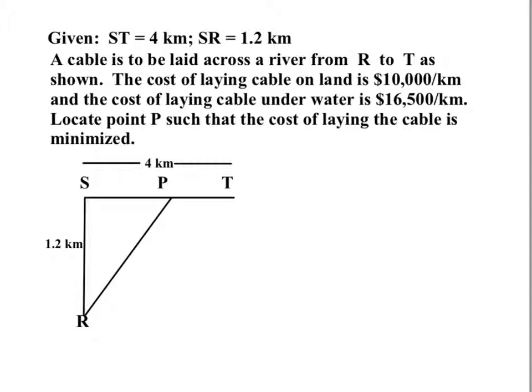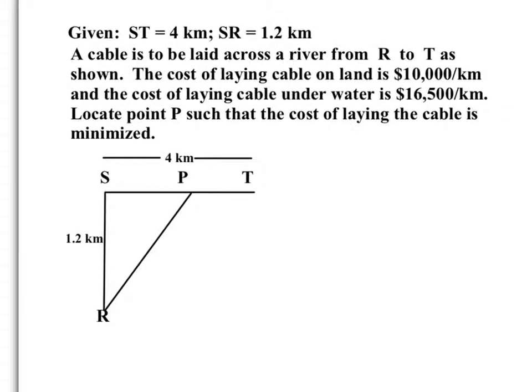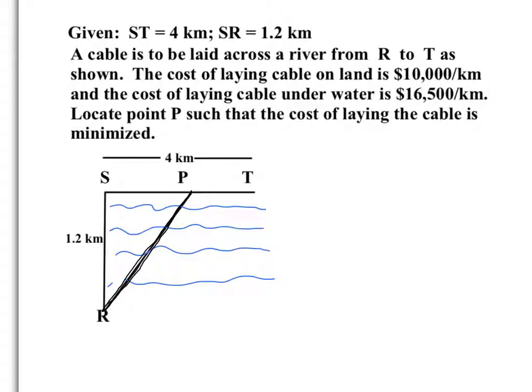So you can see here we've got a situation where we have to lay cable and we have a river. Let's make this blue for river. So we've got the river here, okay? And what we want to do is lay a cable, and it has to go from point R. We're going to go across the river and then along the land, and it has to end up here at the end of point T.